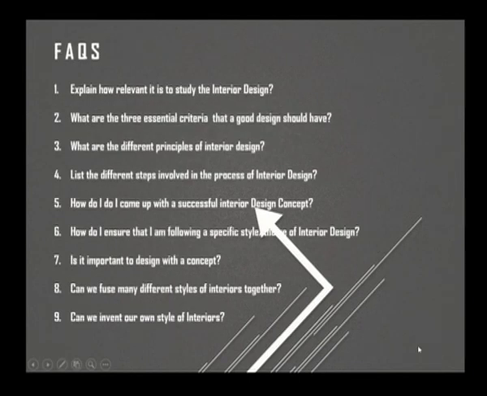You might have quite a few questions on these. The usual FAQs are: how relevant is it to study interior design? What are the 3 essential criteria? What are the different principles of interior design? What are the different steps involved in interior design and why is it important to go through these stages? A lot of people do ask me, how do I come up with a successful interior design concept? So that pretty much has to do with concept design brainstorming.